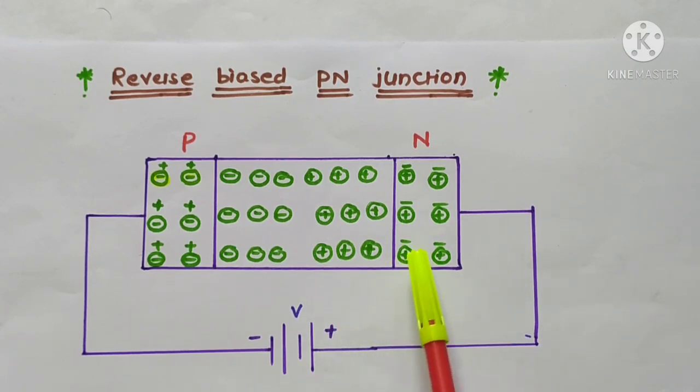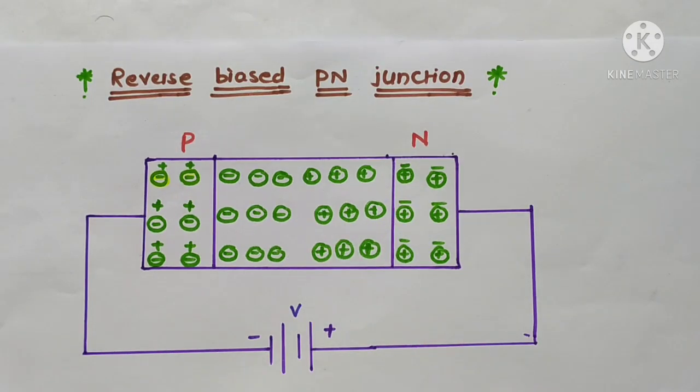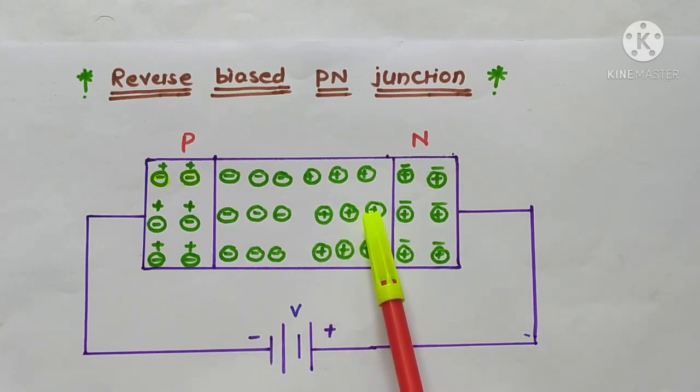In a similar way, holes, which are minority carriers in N-type, get attracted by the negative terminal of the battery. So in this way, in this reverse bias condition, though there is an increase in the barrier potential, we will get a flow of current due to movement of these minority carriers.